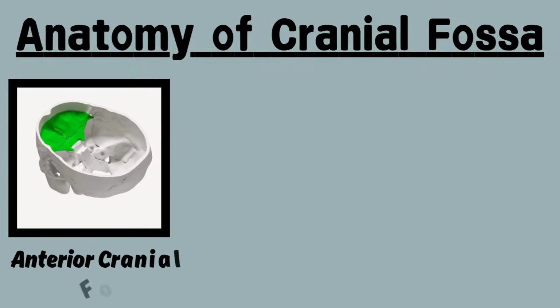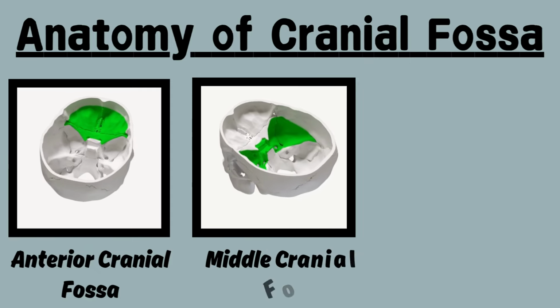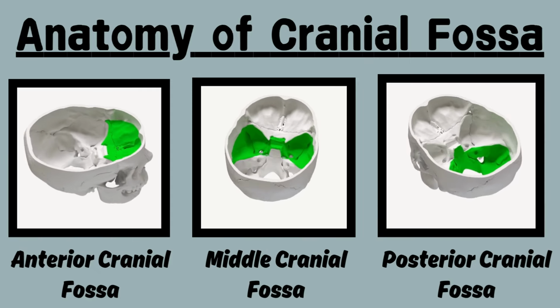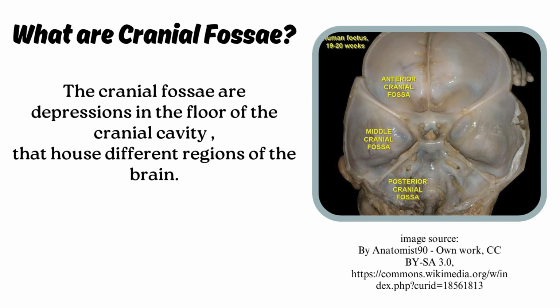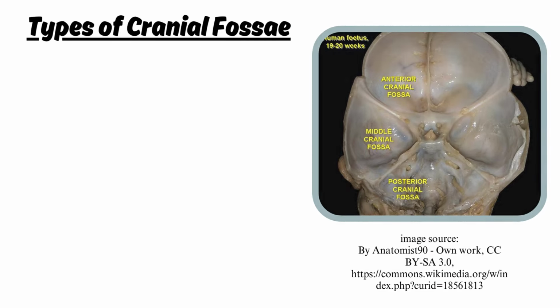In this lecture, we will discuss the anatomy of cranial fossa. This includes discussion of anterior cranial fossa, middle cranial fossa, posterior cranial fossa. What are cranial fossa? The cranial fossa are depressions in the floor of the cranial cavity that house different regions of the brain. What are the types of cranial fossa?